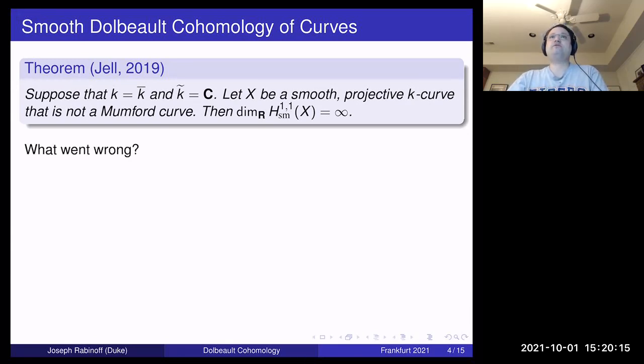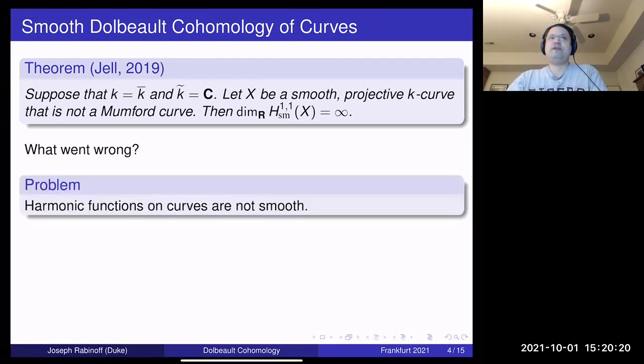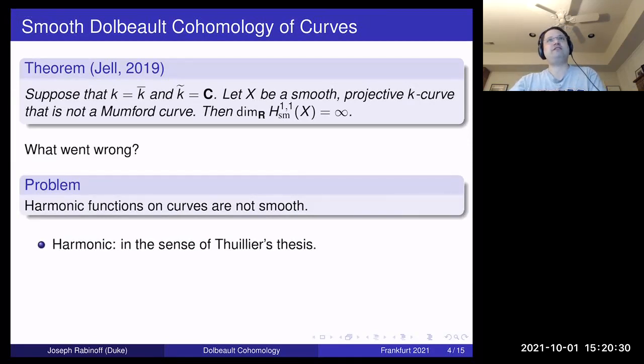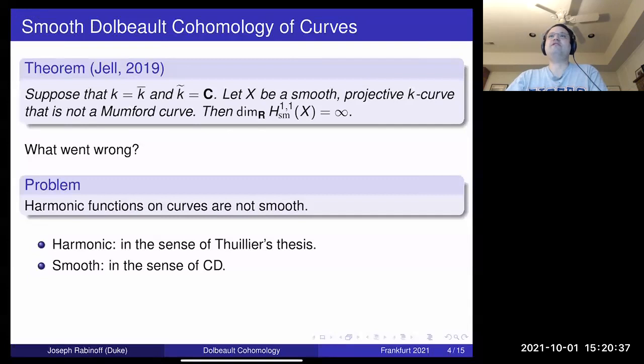So why is this true? What happened to make it infinite dimensional instead of one dimensional? In Chambert-Loir and Ducros's theory, harmonic functions on curves are not smooth functions. By harmonic, I mean in the sense of Thuillier's thesis, so it's some sum of outgoing slopes equals 0 condition. And smooth is in the sense of Chambert-Loir and Ducros. When you've defined a sheaf of smooth differential forms, you in particular get a notion of smooth functions. It's the 0,0 graded piece.